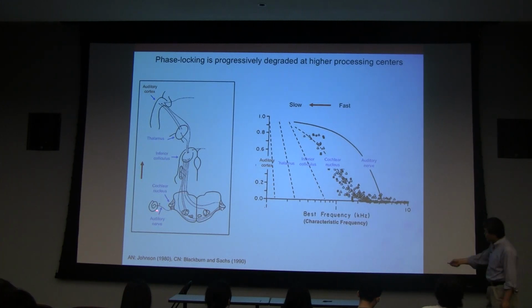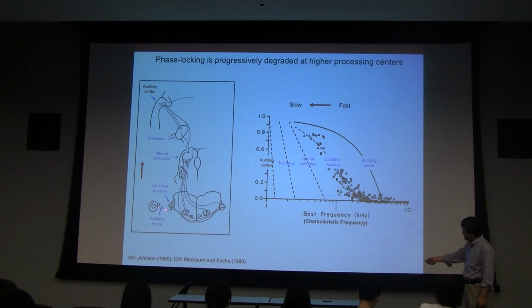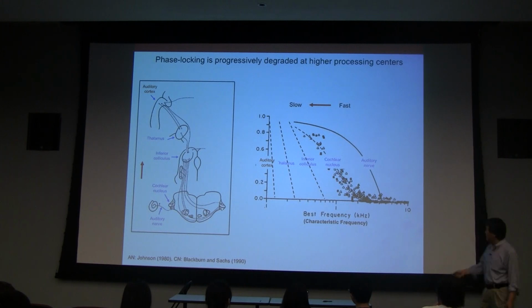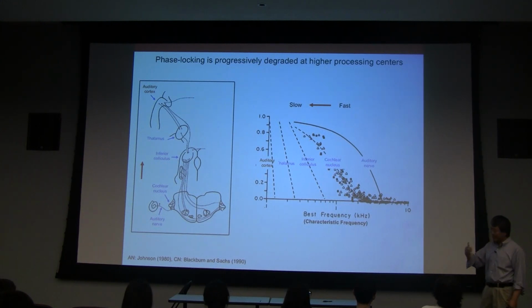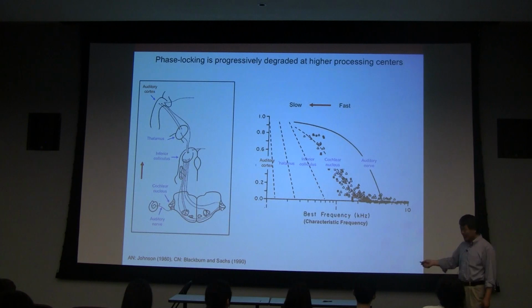Since the auditory nerve sends spikes into the next stage, called the cochlear nucleus, if we repeat this phase locking experiment in the cochlear nucleus, what do we get? We get this curve, which moves to the left now, meaning the neurons cannot follow as fast. The upper limit of phase locking is below 2 kilohertz now.